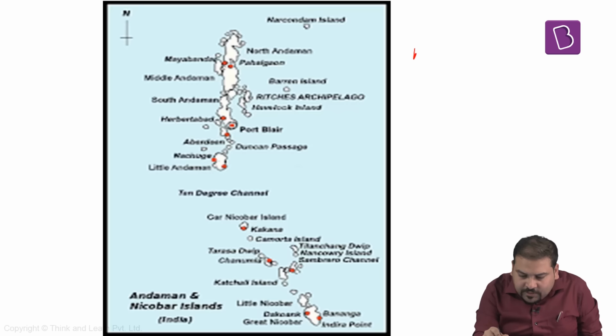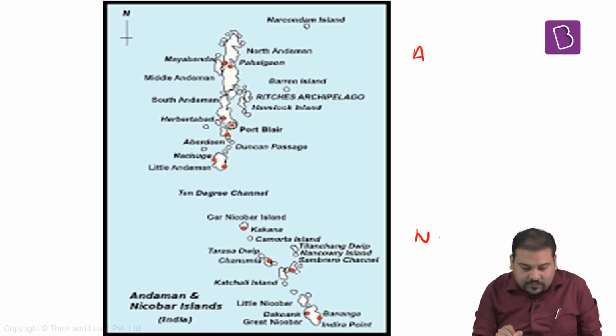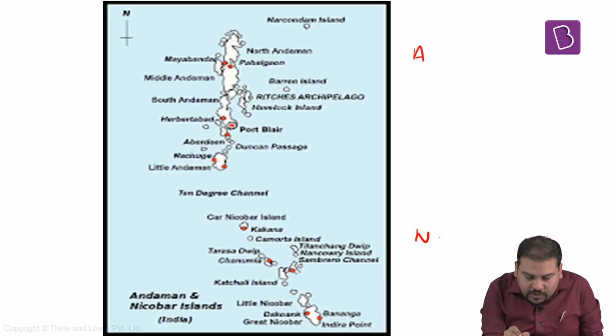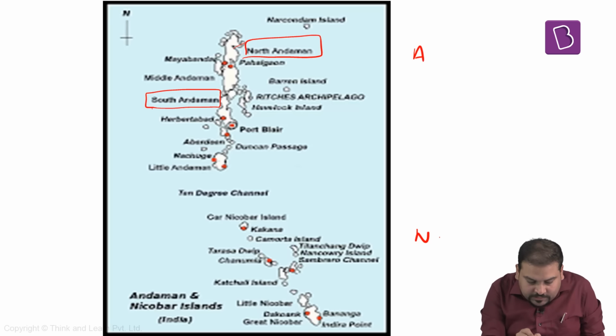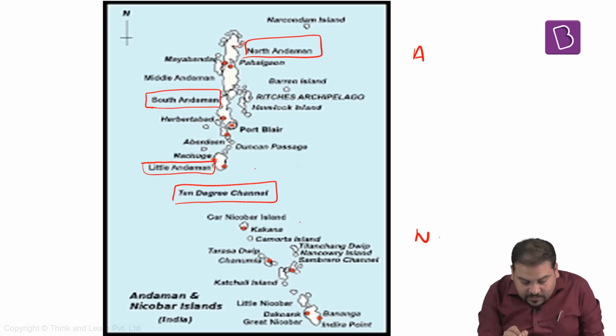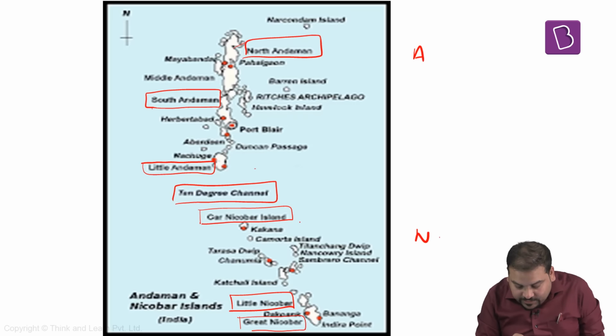As you can see, Andaman is in the north, Nicobar is in the south. In Andaman also, North Andaman is the first island. Then you can have South Andaman. Then the third area is your Little Andaman. Your Andaman and the Nicobar are separated by the 10-degree channel. In Nicobar you have Car Nicobar Islands, of course the Little Nicobar Islands, and lastly Great Nicobar Islands.